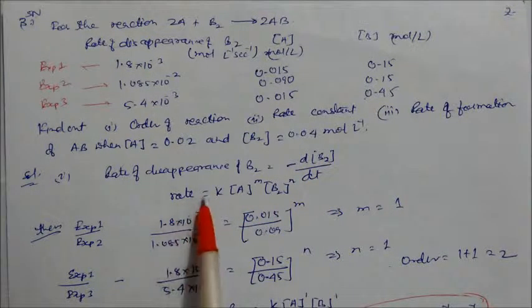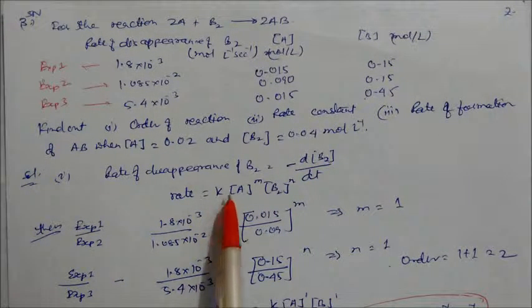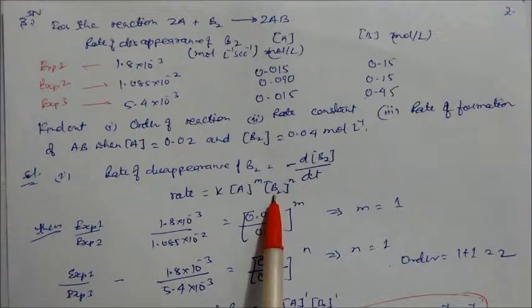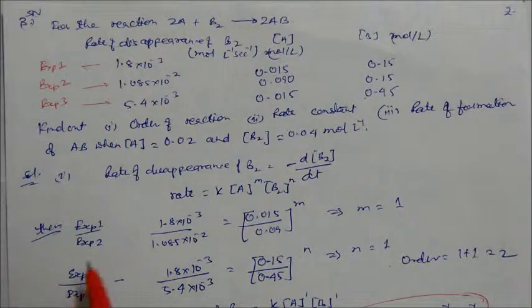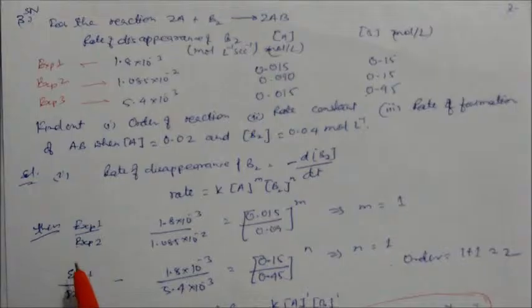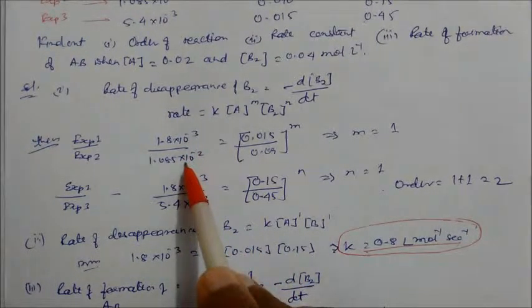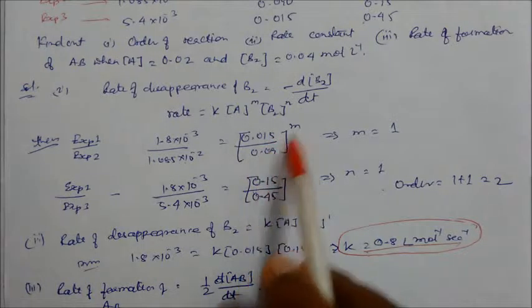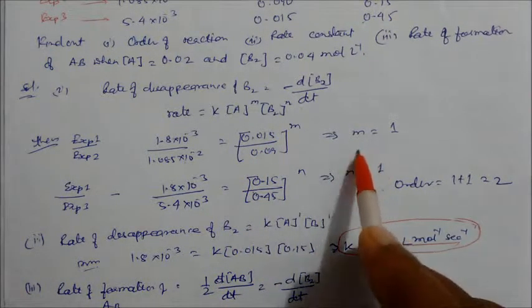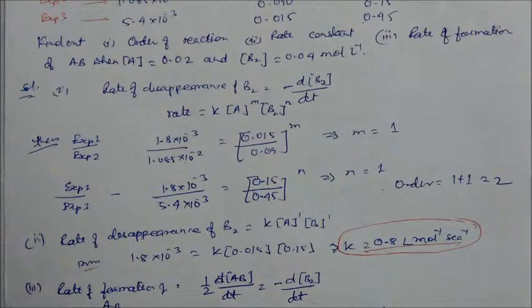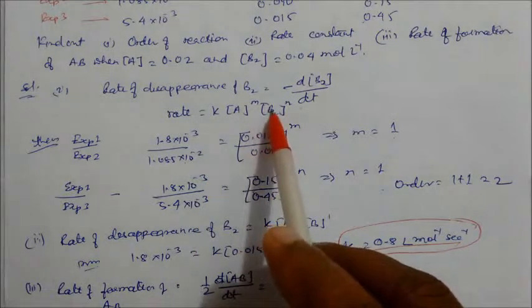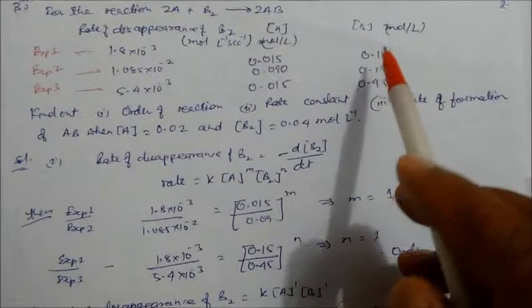So the rate of disappearance of B will be minus d[B] by dt. So our rate expression will be rate is equal to k into A to the power m, B to the power n. So let us take experiment 1 by experiment 2. So this divided by this equal to this much by this to the power m. On solving you will get m equal to 1. In this case the concentration of B is equal, so it is cancelling. You can see the concentration of B is the same.